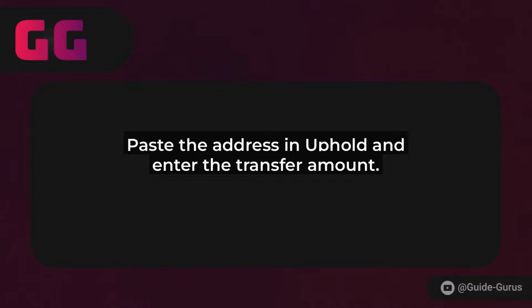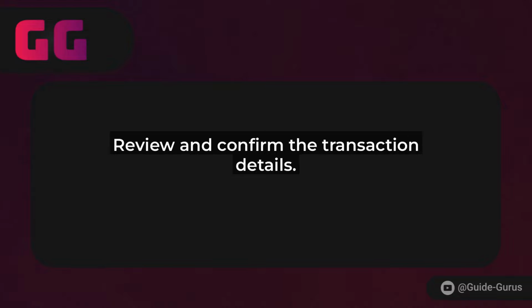Now, back in Uphold, paste that Kraken address into the recipient field. Enter the amount of Avalanche you want to transfer, but remember to leave a little extra for network fees. Review everything carefully, amount, address, and fees, then hit confirm. You'll get a confirmation prompt. Go ahead and approve it.